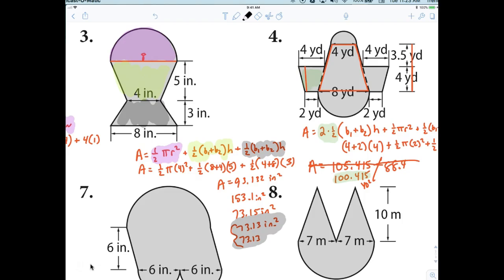Now, of the gray trapezoid, what's the base and height of the gray trapezoid? 4 and 8. And what's the height? 3. Is everybody good with that?